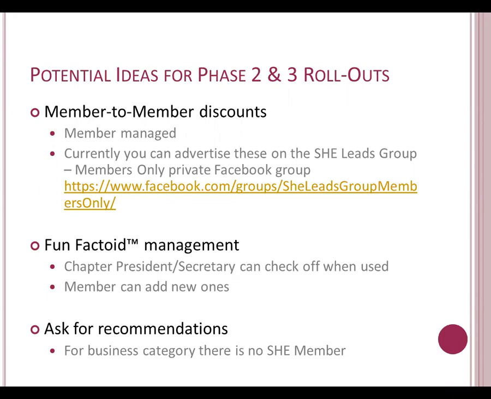We hope to do fun factoid management through the app at some point where the chapter president and secretary can see everybody's fun factoid and they can check it off when it's used. And then in the future rollout, we'd love for members to be able to add in new ones themselves. Also, the functionality of asking for a recommendation for a business category in which there is no SHE member would be a great thing to add.